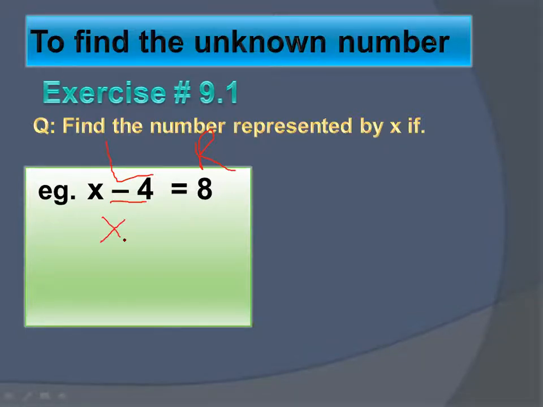How? Keep your x on the left side. Write the sign of equal to here. Write your 8 here. And after that, here you have minus 4, so minus 4 will become plus 4 on the right side. So 8 plus 4, x is equal to what? Simply 12. Here you have minus 4, here it will become plus 4. This is the plus sign. So 8 plus 4 is equal to 12. So your x is equal to 12.